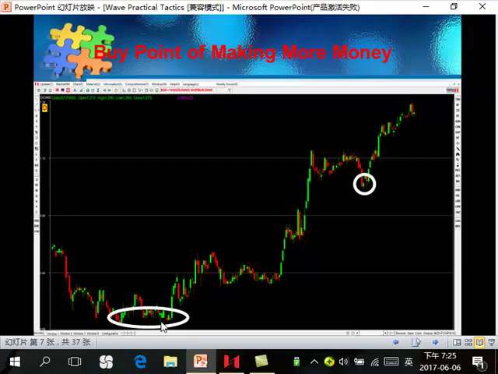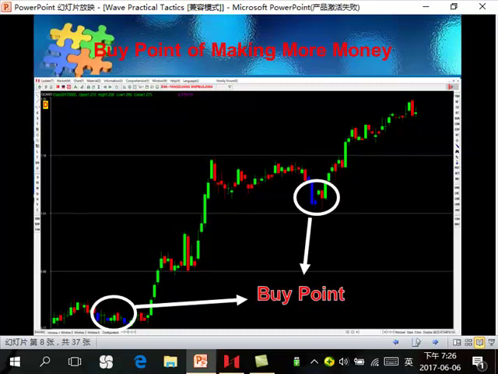So let's see this one. Buy point of making more money. We can see I set some signals, because we have a lot of buy low signals, right? But which one is more accurate? Then let's see this one. The blue signal appears. Blue signal means the buy low signal, okay? If you see the buy low signal disappear, you can consider buying. So this is the buy point. You can catch the low point to buy, right? If you buy here and keep your stocks, you can make more money, okay?